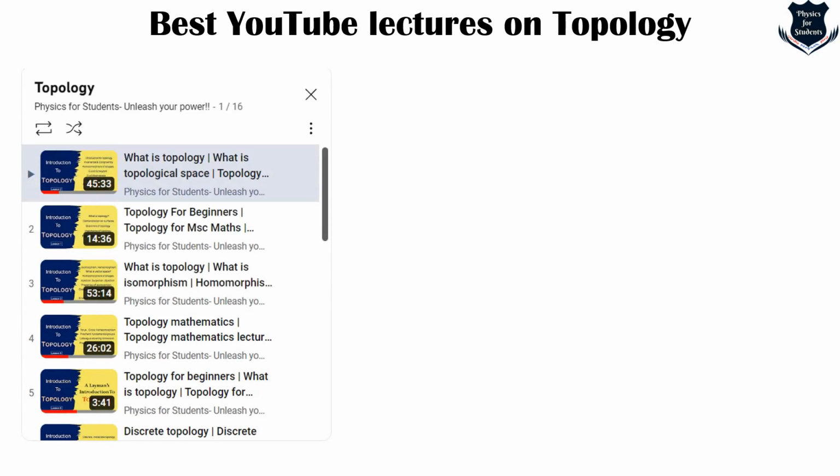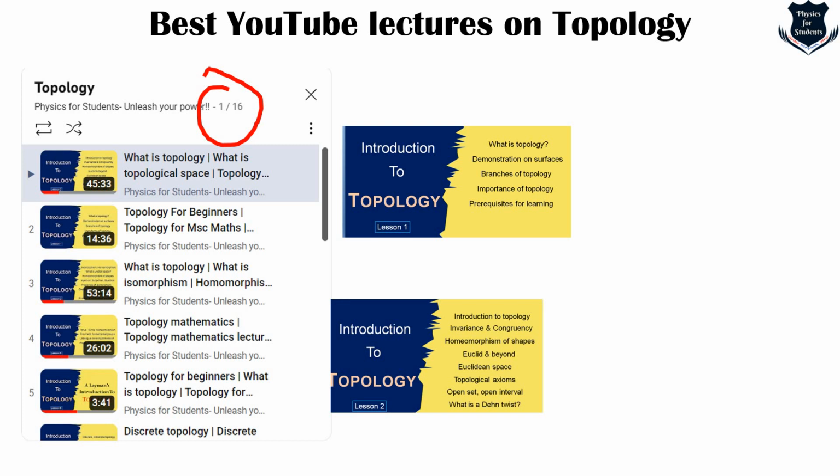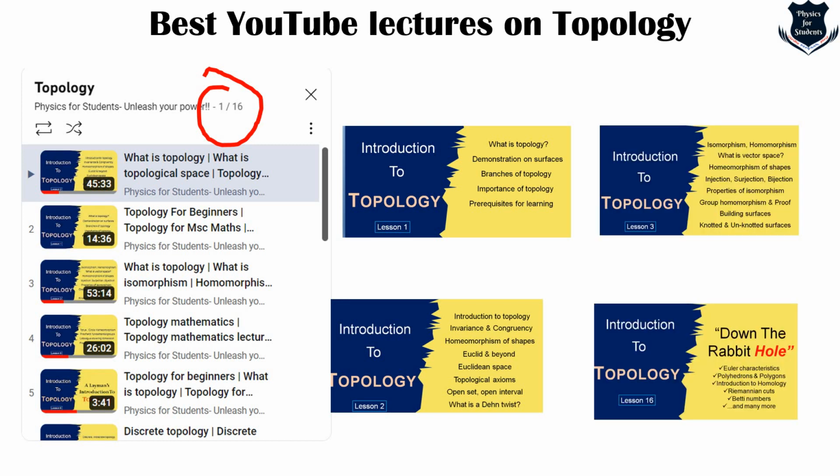Well, I won't be promoting myself or boasting, but I have got a good many lectures, around 16 on topology. As you can see the number, it starts with the basics of topology, then it moves to introduction to topology, there is isomorphism, homeomorphism and homomorphism, and the very recent Down the Rabbit Hole, which Professor Richard Sott also told that it has got a good amount of stuff. So you can go through my playlist on the YouTube lectures.